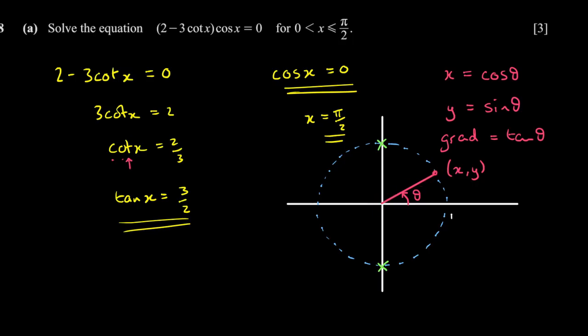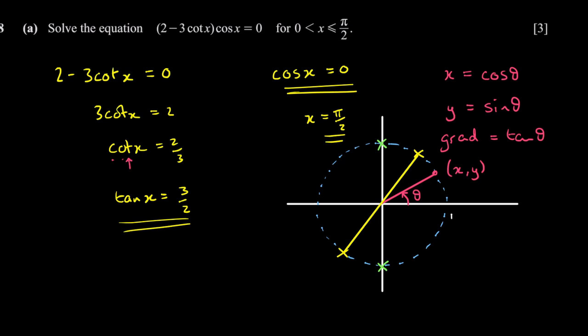Okay, so what we want to do is find the angle such that the gradient is 3 upon 2. If we were to do that, we can imagine we're going to end up with a line like this. The gradient of that line will be 3 upon 2. So we're going to end up with two locations, one here and another one there. And of course, we're only interested in this one because we just want angles between 0 and pi by 2, so this one I'm not interested in.